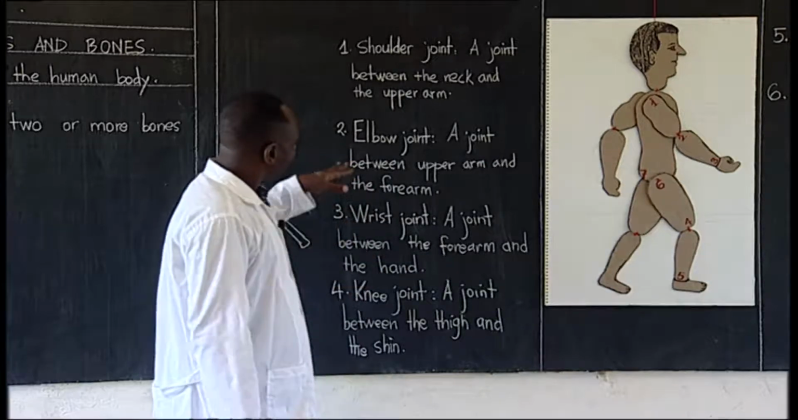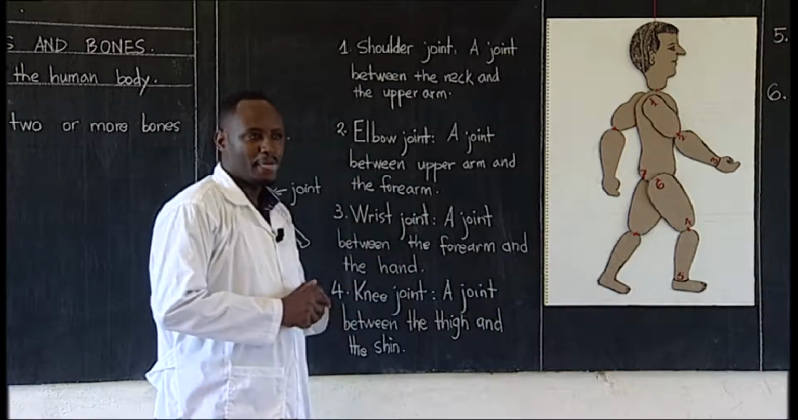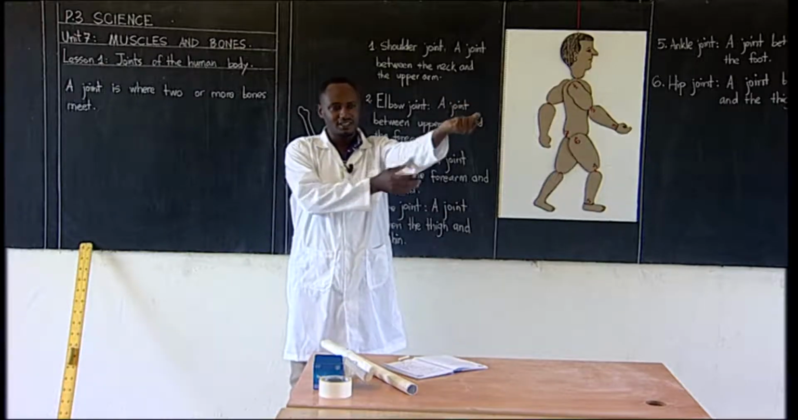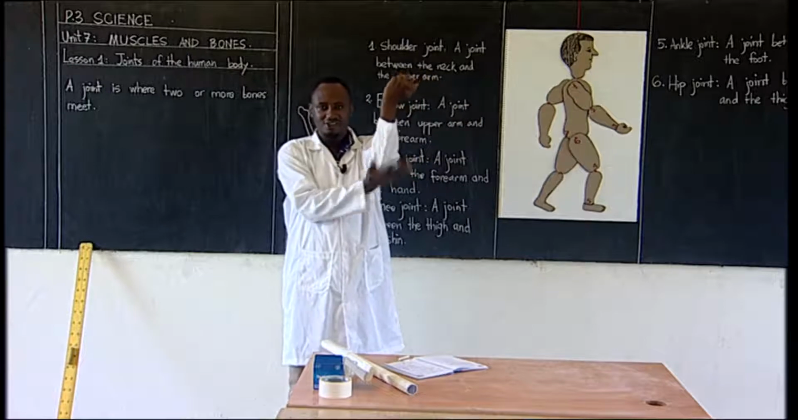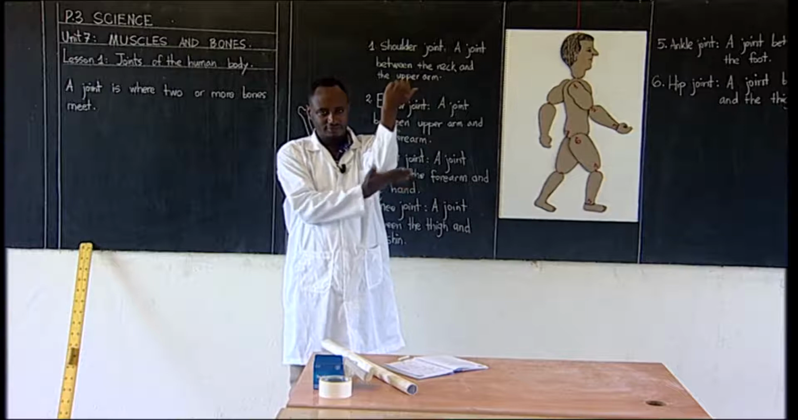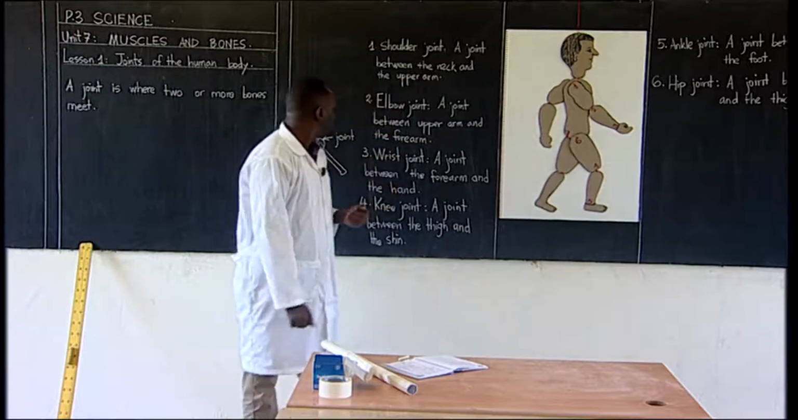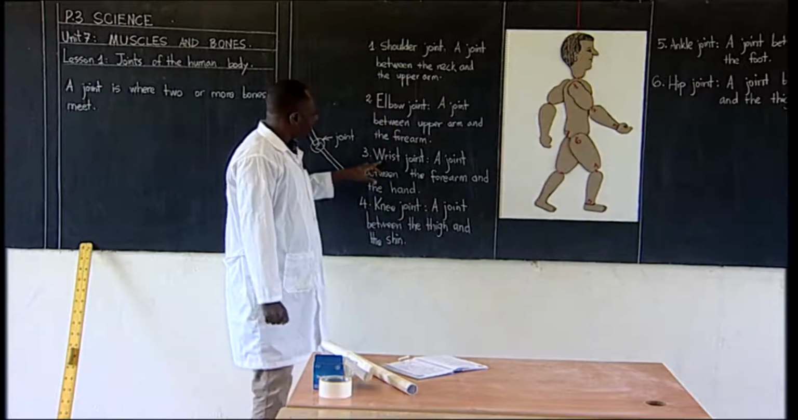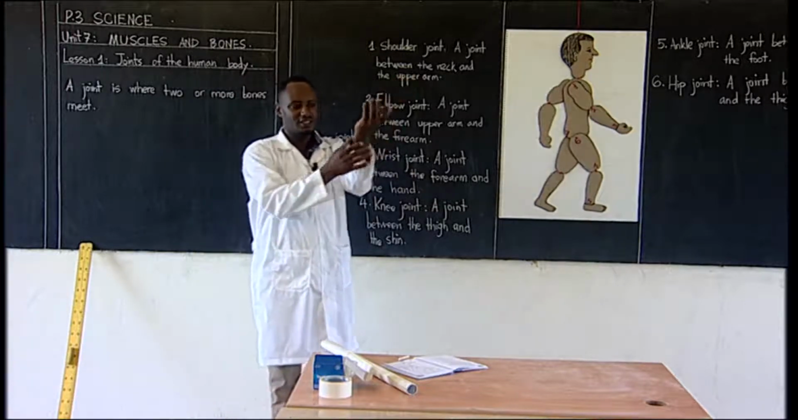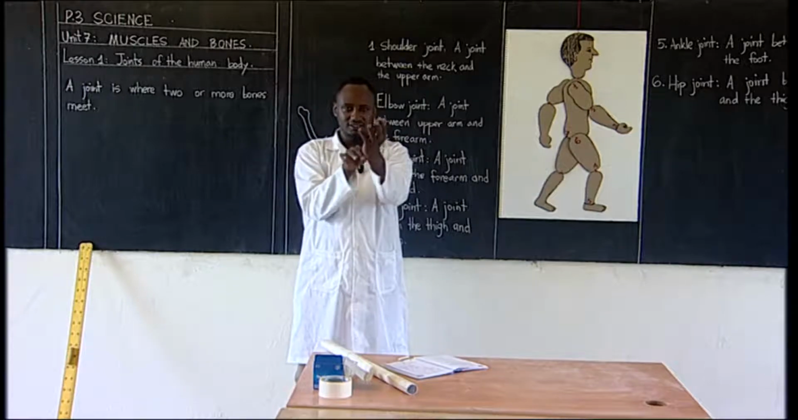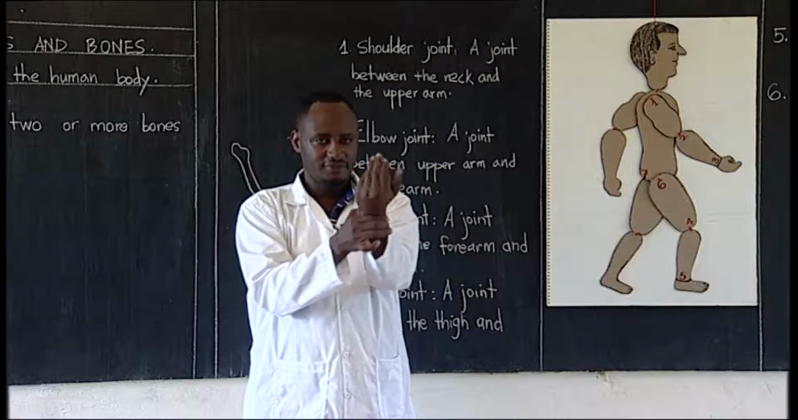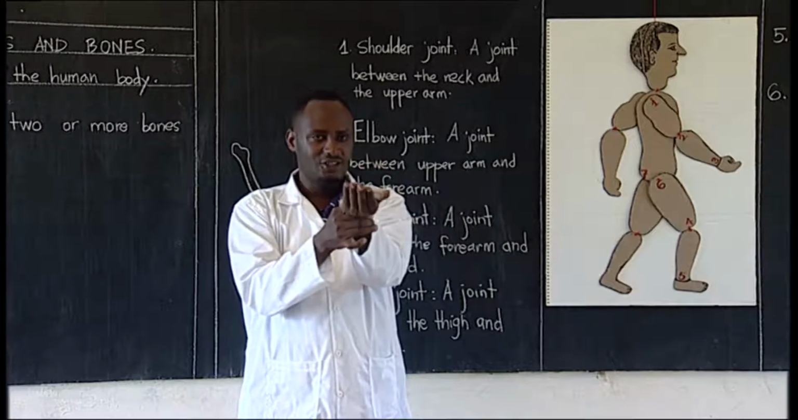Children, let's touch our elbow joint, all of us together. Yes, this is the elbow joint. Good. Let's touch the wrist joint together. This is the wrist region. So the wrist joint is around here. That is the wrist joint.